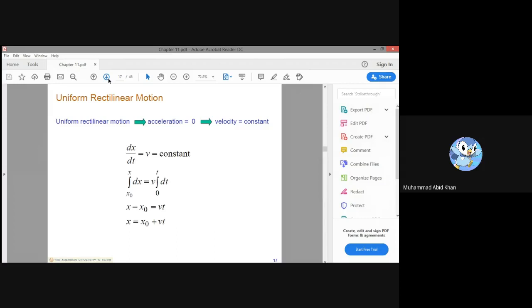dx over dt is equal to velocity. Velocity is equal to constant. That is the derivative. I hope you know this one. I don't need to go deeply into this equation, but you have to know it.